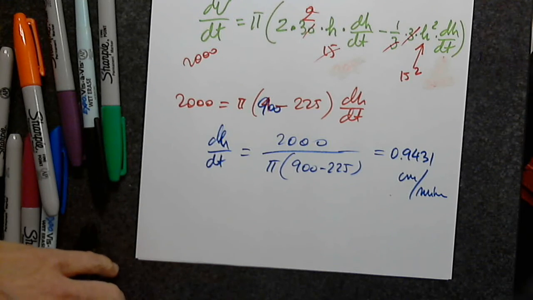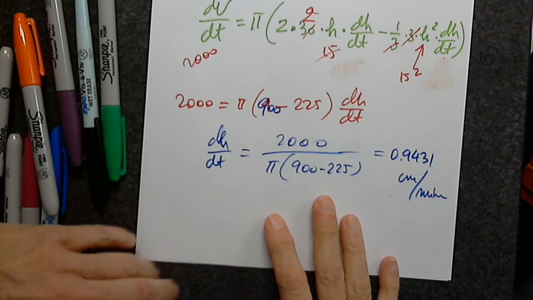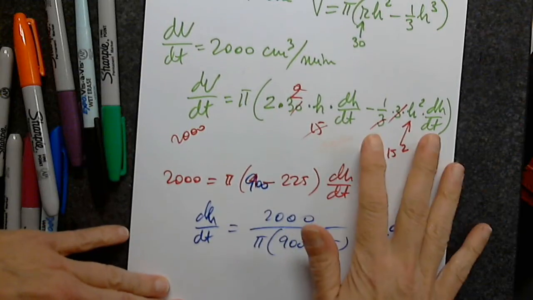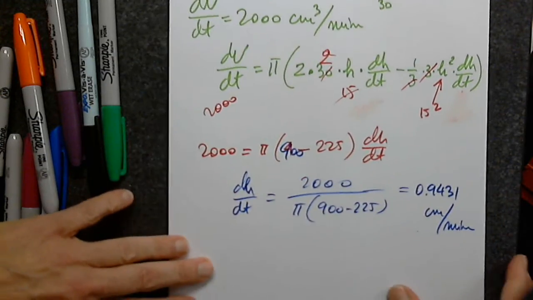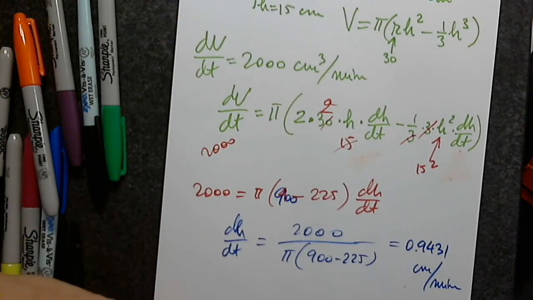Justin? Any questions on this? So that's why I highly recommend solving for dh over dt and then plugging in. Don't do what I just did. Could you explain real quick again how you got the height?